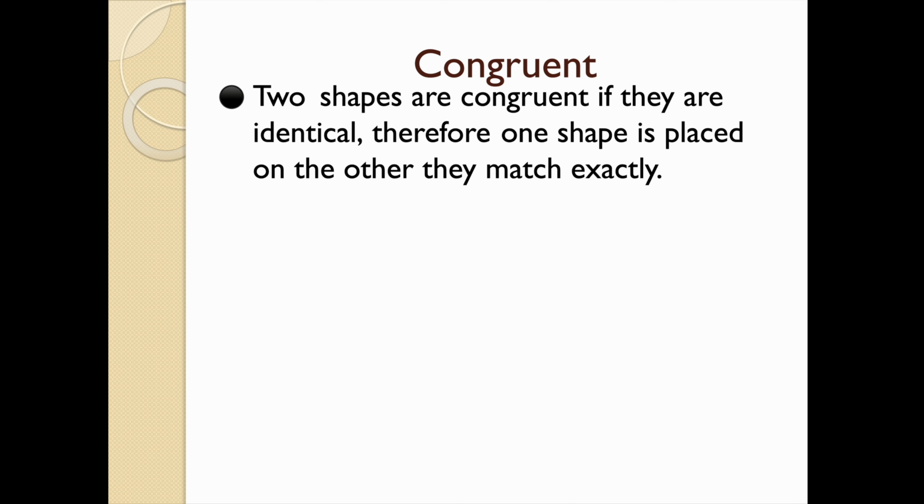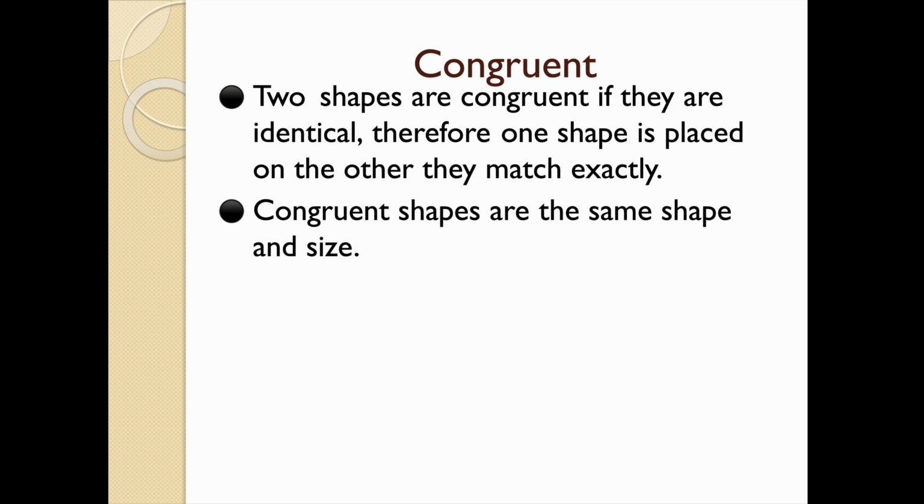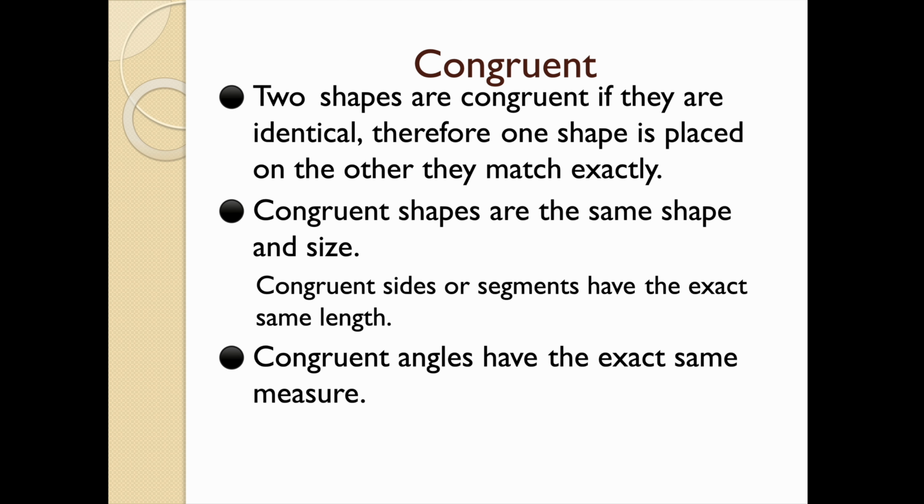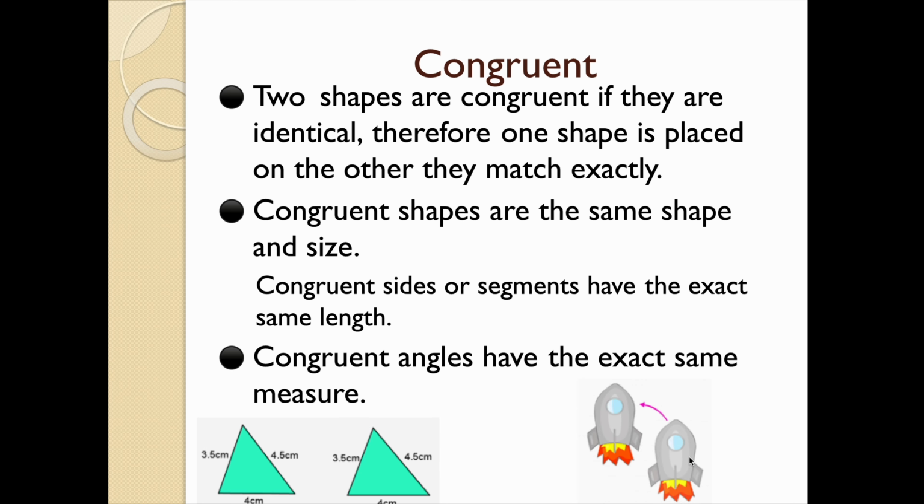So congruent. Two shapes are congruent if they are identical. Therefore, if one shape is placed on the other, they exactly match. Congruent shapes are the same shape and size. Congruent sides or segments have the exact same length. Congruent angles have the exact same measure. So if you look at it, these here look like twins. When I think of the word congruent, I think of twins. They look the same. They could be oriented differently, but they're the same size.